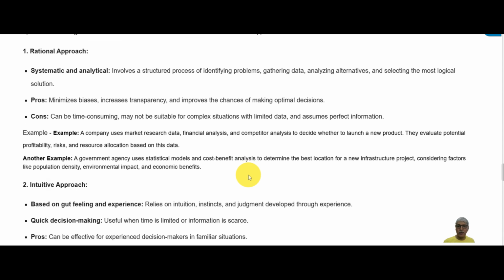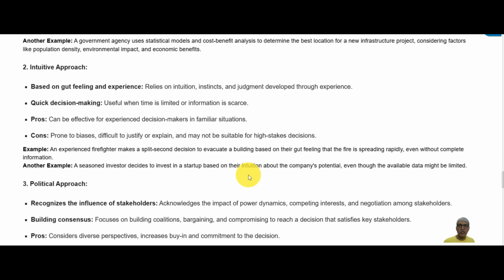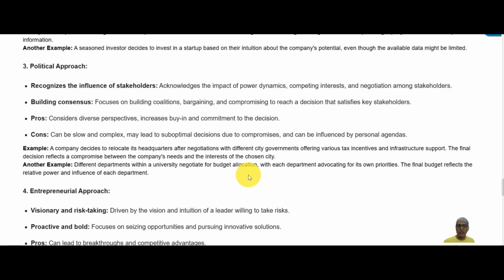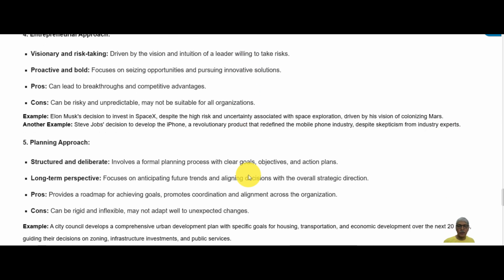1. The rational approach. 2. The intuitive approach. 3. The political approach. 4. The entrepreneurial approach. And 5. The planning approach.